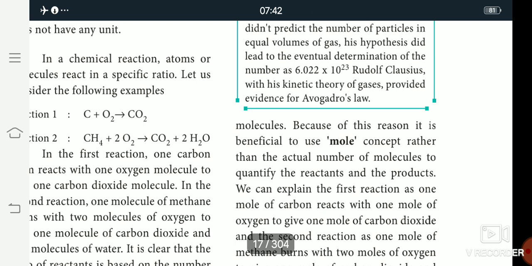And in the second reaction, 1 mole of methane reacts with 2 mole of oxygen to give the products, 1 mole of carbon dioxide and 2 mole of water. Okay children, this is the Avogadro number, and Avogadro is used in the mole concept.